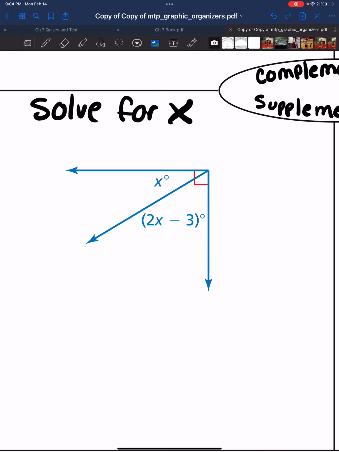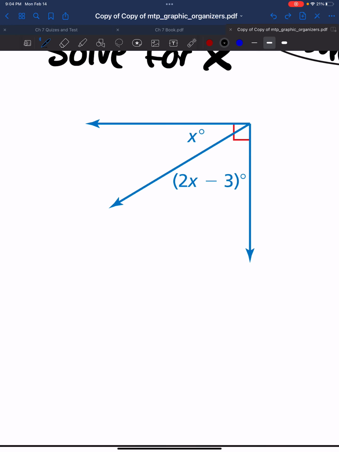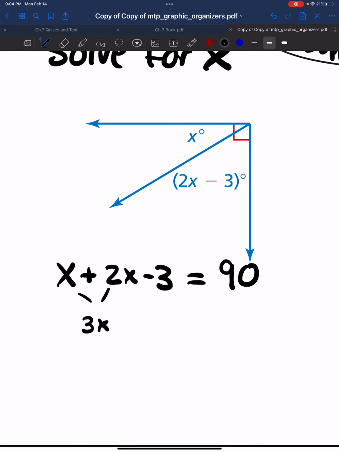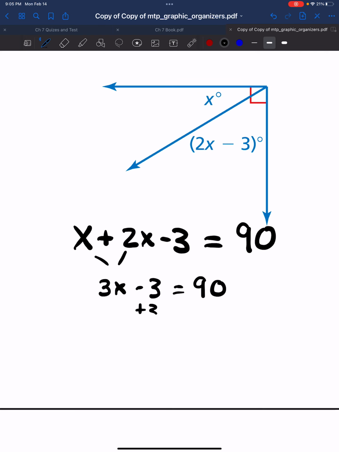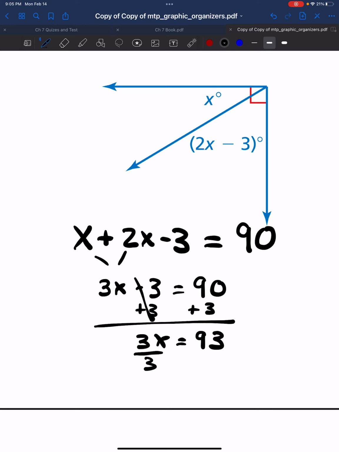These are complementary angles because two angles that form together and create a 90-degree angle is called complementary. So if I want you to solve for x, I want you to say this angle, so that'd be x, plus that other angle, which is 2x minus 3. All of that together should equal 90 degrees. Now we just simply solve for x. Combine my like terms. Get rid of that minus 3 first so I can deal with my times by 3. Divide by 3, divide by 3.